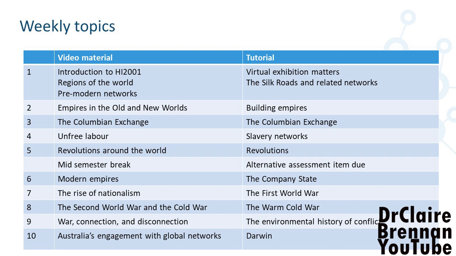Week 7, we look at nationalism and its rise, and we get to the First World War. So finally, we're in the 20th century. In week 8, we do some more big wars, and we focus on the Cold War period and what that means for people's experiences and for global connections. Week 9, we pick up on that idea of war and what it does to connections and disconnections. We start looking thematically, and we do break out the chronological structure of this subject a little bit.